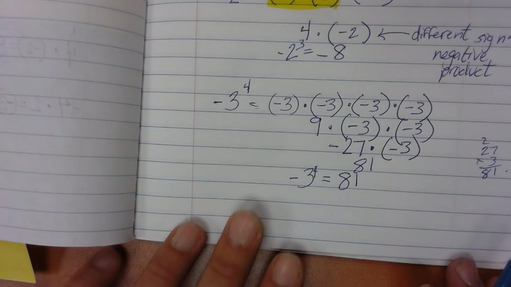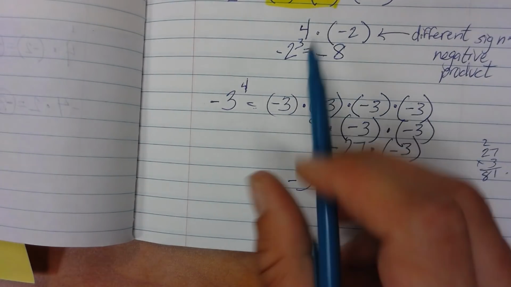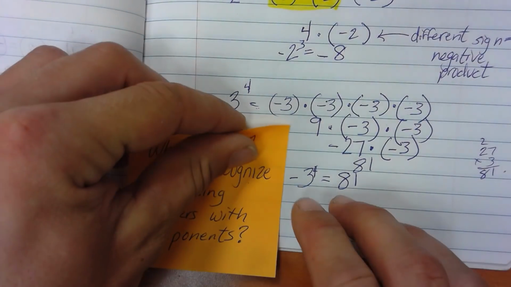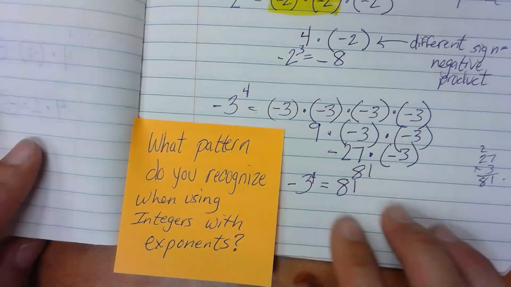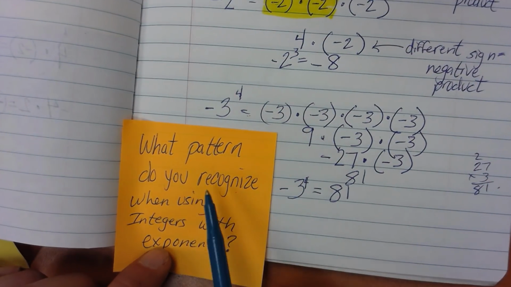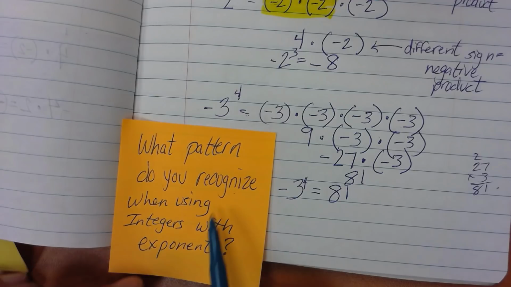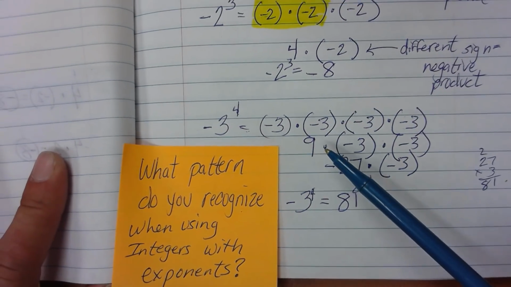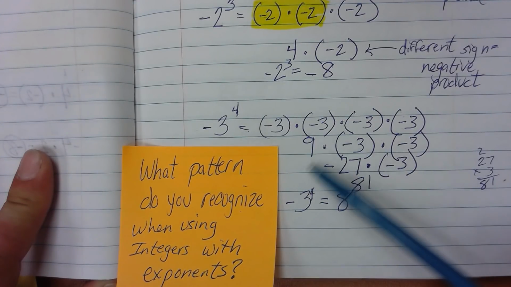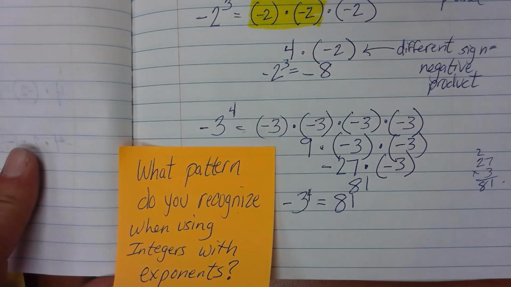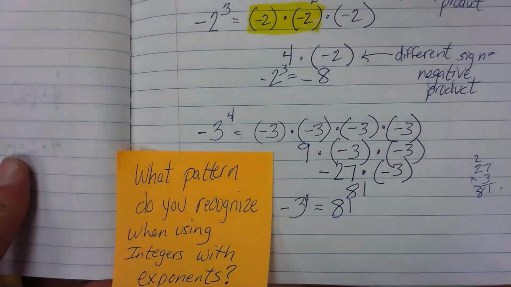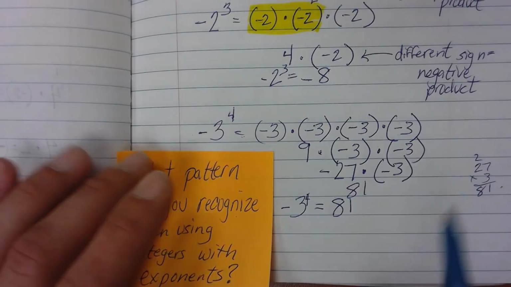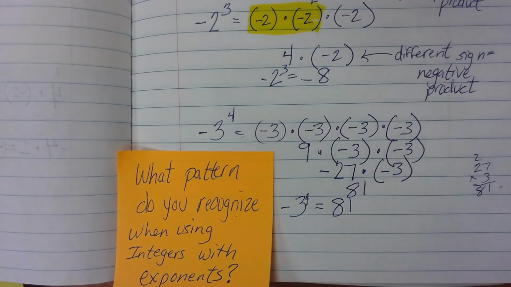Now I want you to look at both of these examples I just gave you. And I want you to answer this question in your notebook. What pattern do you recognize when using integers with exponents? So look at those two examples I just gave you and see what pattern you can recognize. So then pause the video, answer that question, and then you unpause it and keep moving.